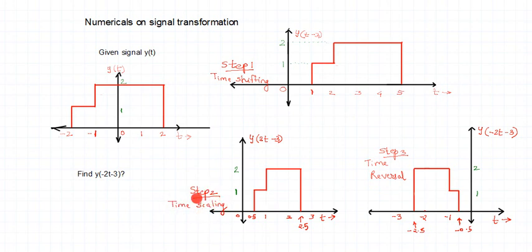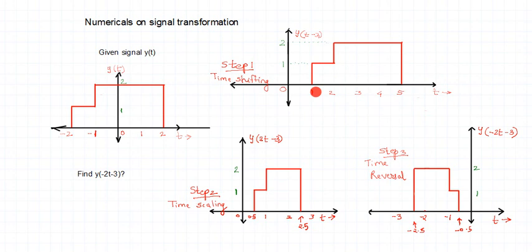So I am going to scale this signal. What is the scaling factor? Y of 2t, so A is 2 here. A is greater than 1, so it's going to result in signal compression. So we are going to compress the signal. Now which signal are you going to compress, friends? Not the original. You're going to compress the shifted signal, right? So you're going to do the operation on this, not on the original signal. So we are going to compress this signal by a factor of 2.